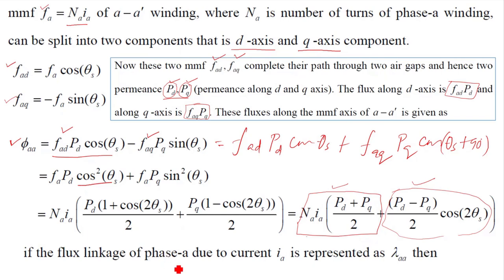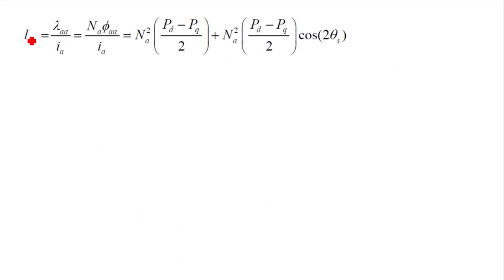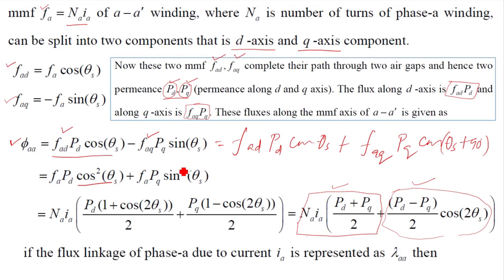If the flux linkage of phase A due to current A is represented as lambda AA, then I can write LAA equal to lambda AA by IA. So lambda AA is nothing but NA phi AA, because we have n number of coils, n number of turns. So I can write NA, the number of turns in phase A. So I can write NA phi AA by IA. So this will give me the inductance LAA. So then just substituting phi AA. Phi AA we got it here, and IA will be cancelled out.